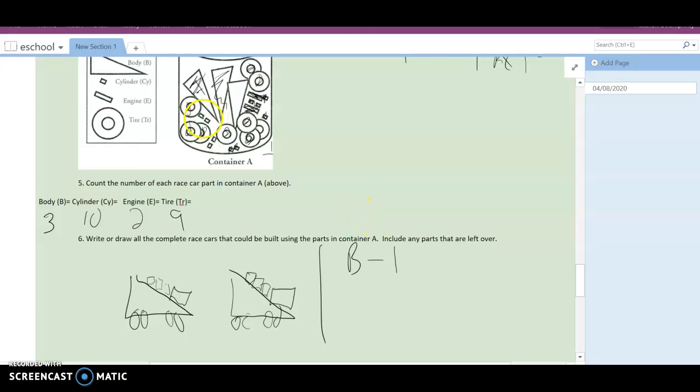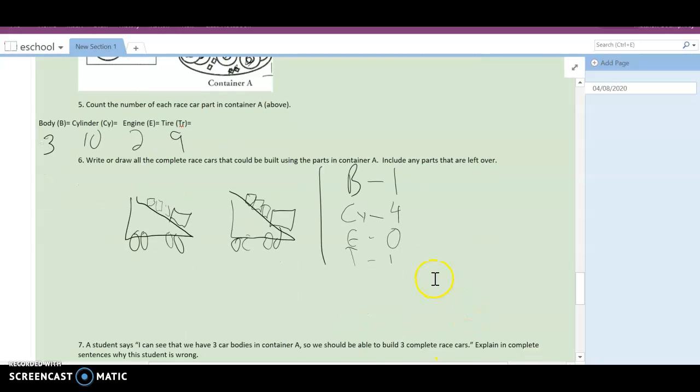I have 1, 2, 3, 4. I have 4 cylinders. No engines. And tires, I had 1. And 1 tire left over.